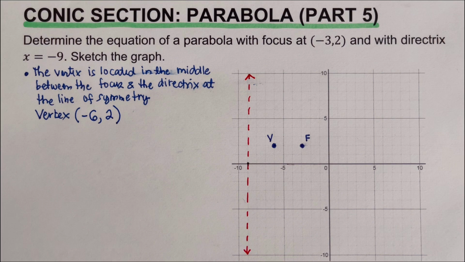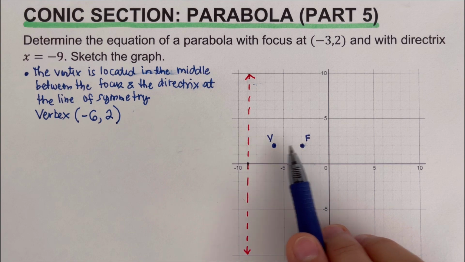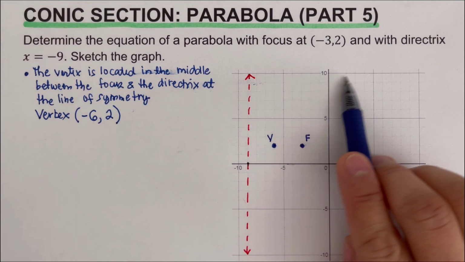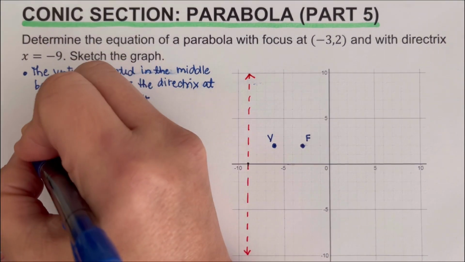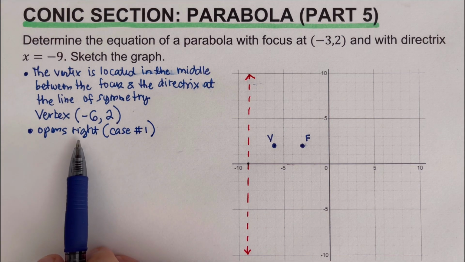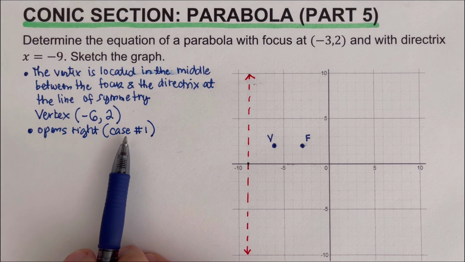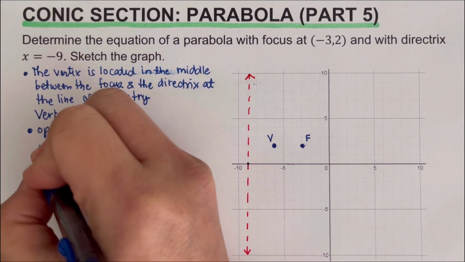Looking at this, we can go ahead and say that our parabola opens to the right since the focus is to the right of the vertex. This means that the parabola is going to open this way. So I'm going to write that statement up here. Since this parabola opens to the right, we can go ahead and say that this is an example of case number 3. So we're supposed to determine the value for p.